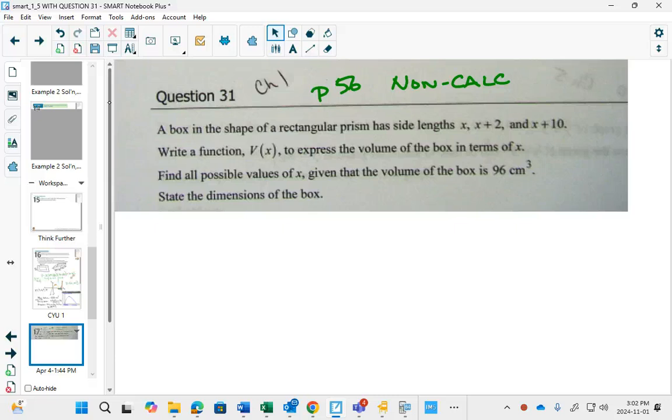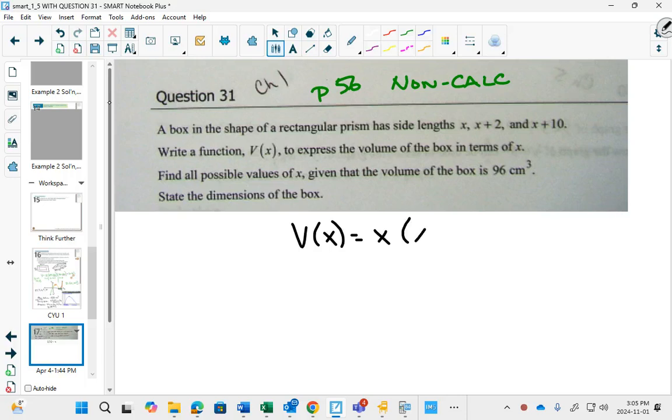I'll give you some time to write this down. And this was controversial. We'll talk about the controversy of this 5-mark exam question after you write it down. So it started off not too bad. Students actually did very well for the first mark of this question. That V of x is equal to x times x plus 2 times x plus 10.